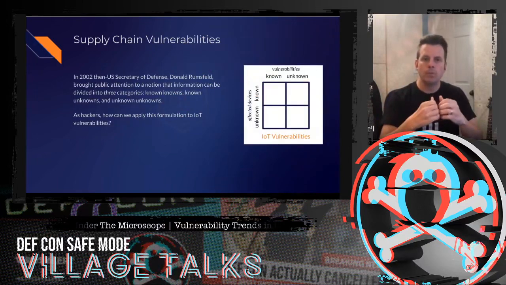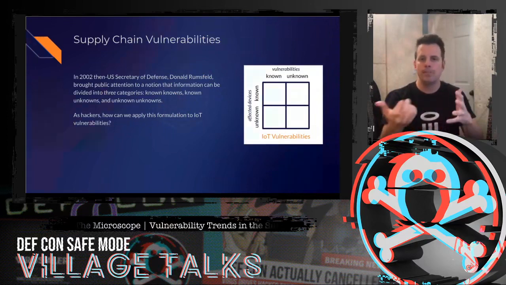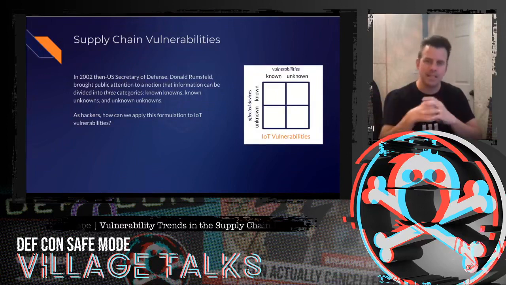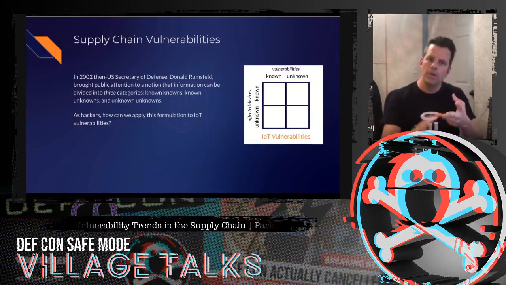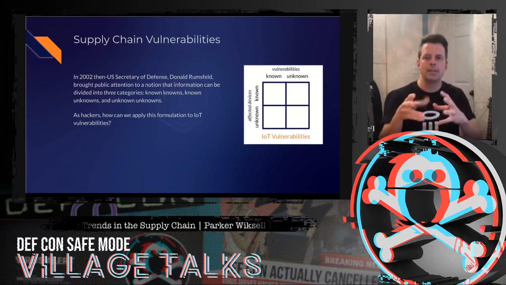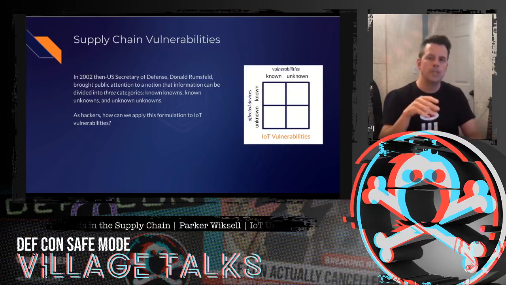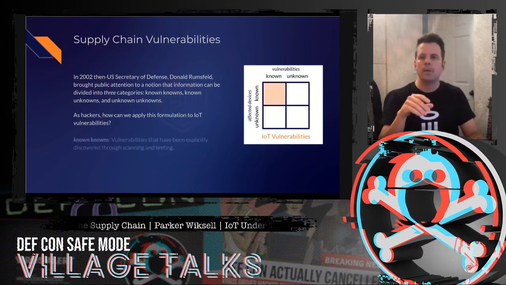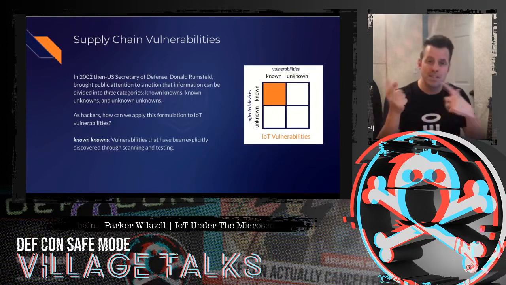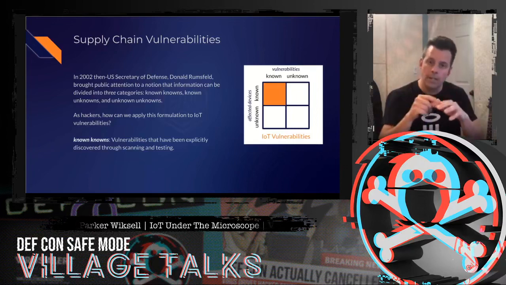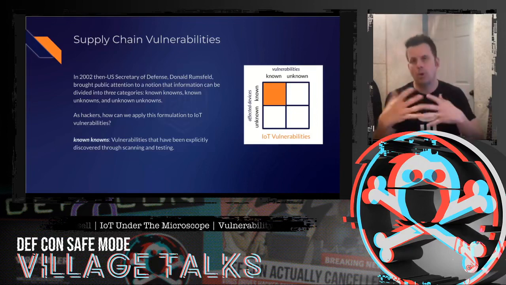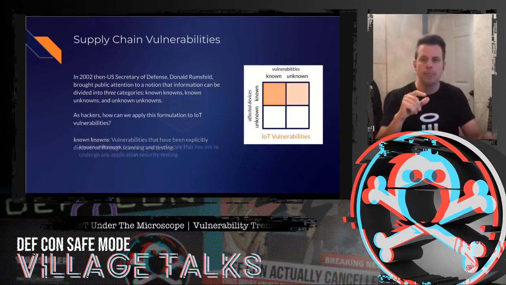Donald Rumsfeld, when he was Secretary of Defense, brought this notion together that information can be divided into three categories, he said at the time: known knowns, known unknowns, unknown unknowns. All right. And so we take that kind of approach towards IoT vulnerabilities. Our known knowns are vulnerabilities that have explicitly been discovered through scanning and testing on our devices. So we've tested it, we know that there's a vulnerability, we patch it or whatever like that. So that's our known knowns, all right?